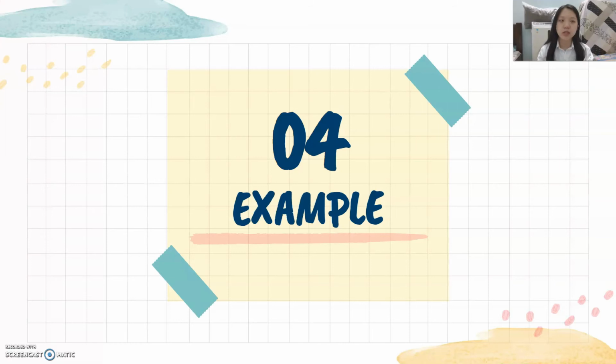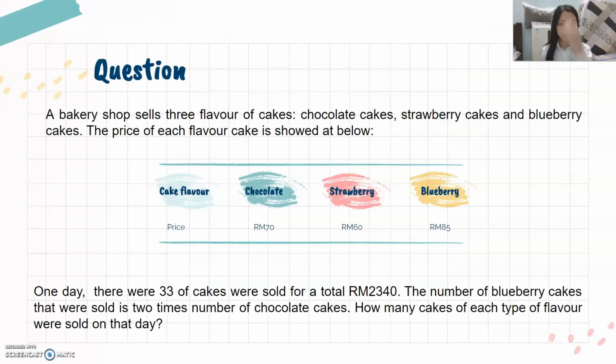Today I'm going to talk about the example of the application of matrices in business and economy. The question: the bakery shop sells three different flavors of cakes, which are chocolate cake, strawberry cake, and blueberry cake, and the price is shown below. One day, 33 cakes were sold for a total of 2,340 ringgit. The number of blueberry cakes sold is 2 times the number of chocolate cakes. How many cakes of each flavor were sold on that day?